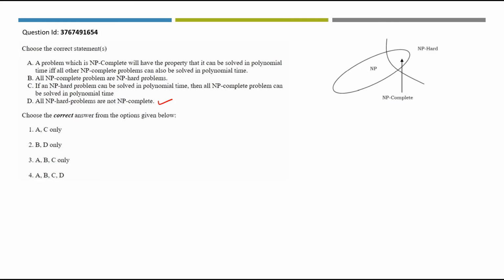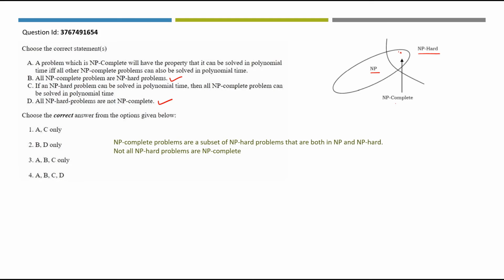All NP complete problems are NP hard problems is what statement B is telling. If you take this particular 10 problems, it is a part of NP complete. At the same time, it is a part of NP hard problems too. So all NP complete problems are definitely NP hard problems because NP complete is the intersection of NP and NP hard. So B is also right.